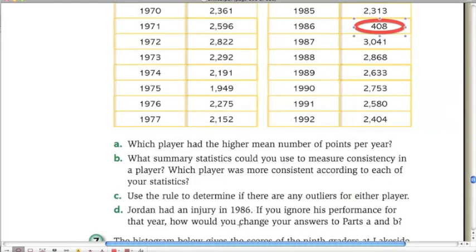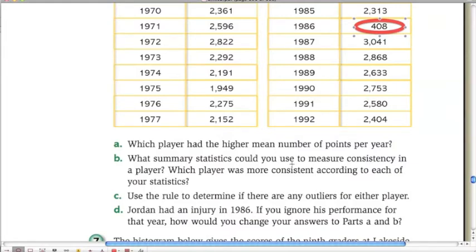This is a bigger question with outliers. If there's a reason why a number is an outlier and it doesn't make sense to keep it in, for example, he had an injury that year, it can't really be counted against him in terms of his overall performance for his whole career, unless you really want it to. That's always an argument. But in this case, let's not. So Jordan had an injury.